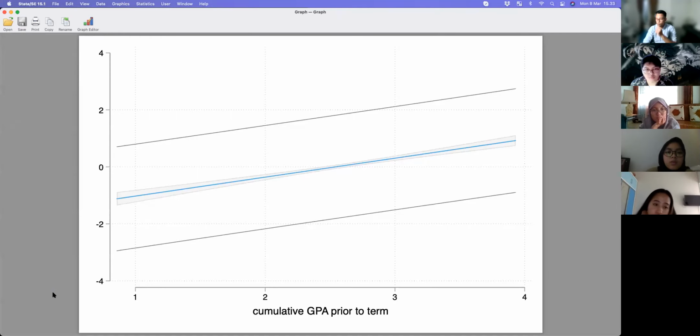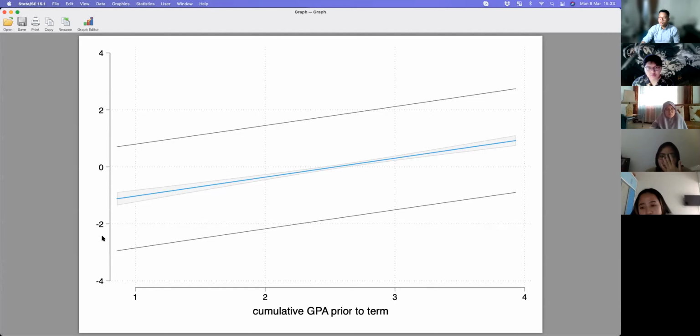Okay. So as you can see, there are two sets of lines. The first one is the set of lines that is very close to the blue regression line. So the blue one is the regression line. And if you see the line that is around the blue line, that's going to be called the confidence interval. Okay. And as you can see here, the confidence interval is actually very, very tight.